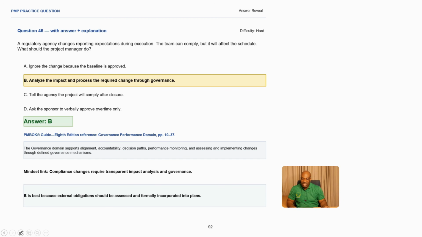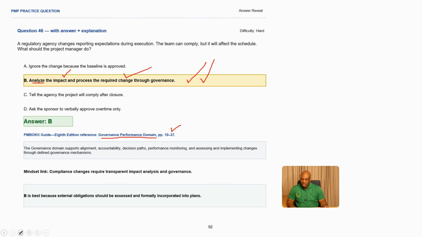So the best answer here is B. You need to analyze. Okay, I like the word analyze. You need to analyze to get more information, the impact also, all right, and the process that is required to go through the change governance. So what is our reference in PMBOK? It's governance performance, which is also on page 10 to 37.